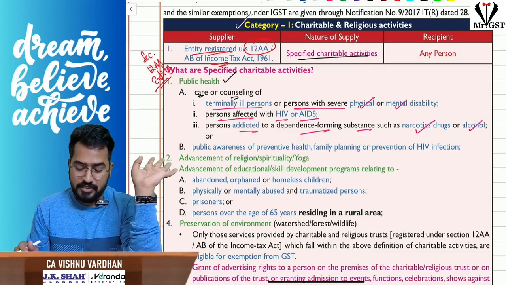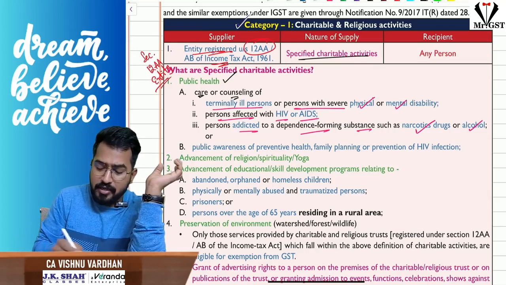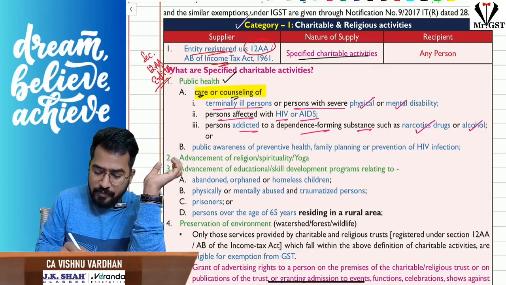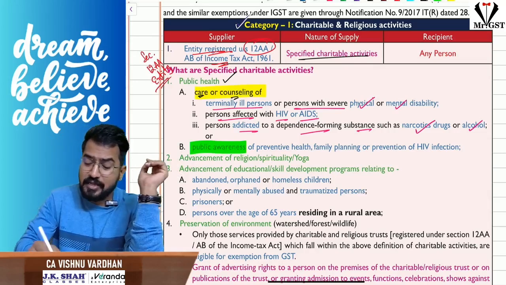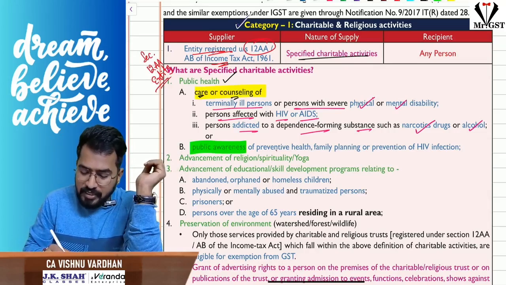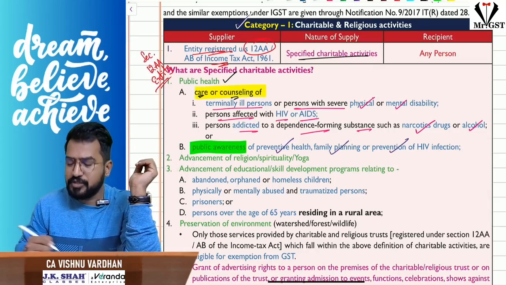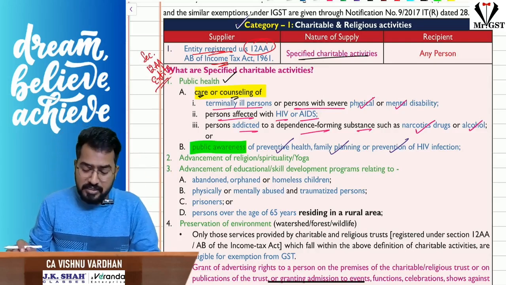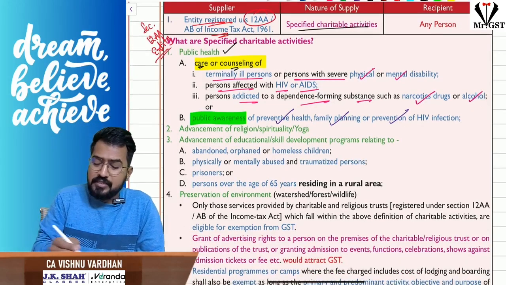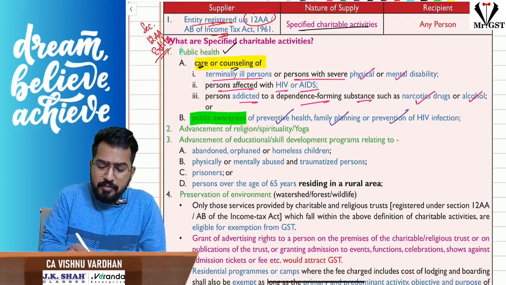it is exempt under GST. It is not care or counseling, sir, if they are creating public awareness. They are not taking care or counseling; they are creating public awareness regarding preventive health checkup, family planning, prevention of HIV infection. If they are doing these, then that is exempt under GST. So this is with respect to public health.